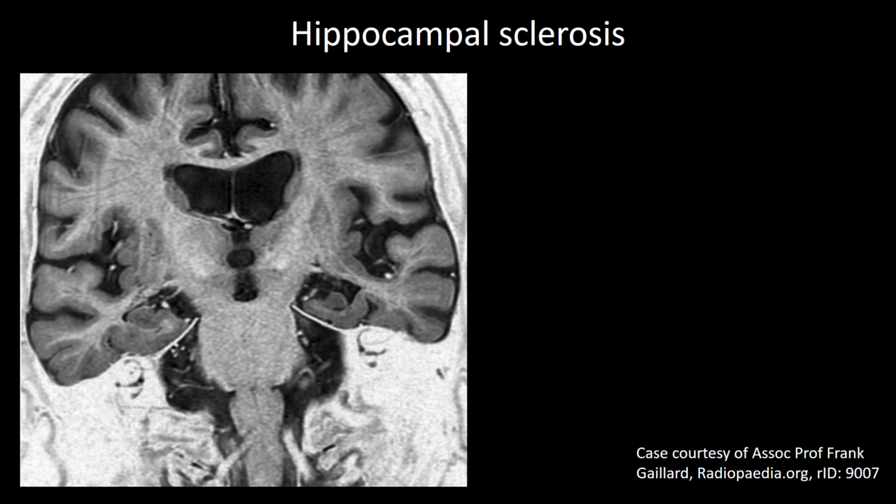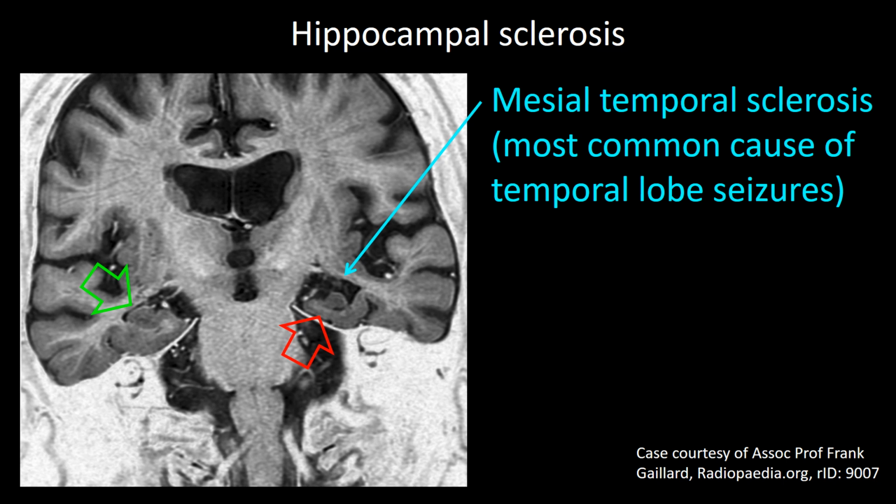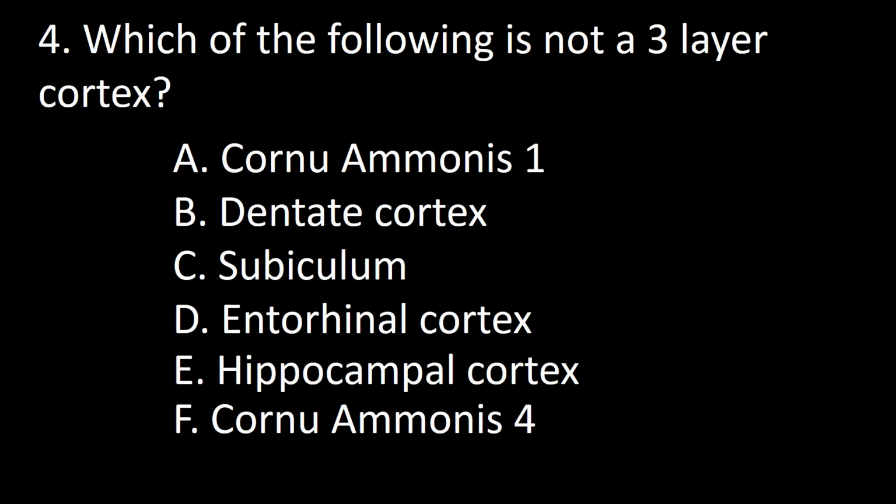This is a coronal inversion recovery MRI going through the hippocampus. This is the normal hippocampus. This is abnormal. This appearance is suggestive of hippocampal sclerosis. Mesial temporal sclerosis is the most common cause of temporal lobe seizures. So the answer to this question is D.